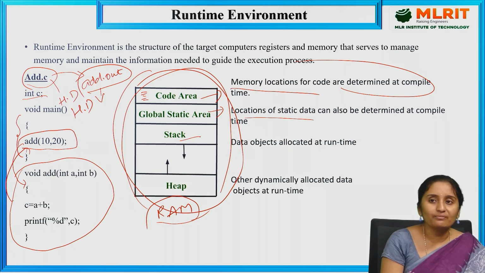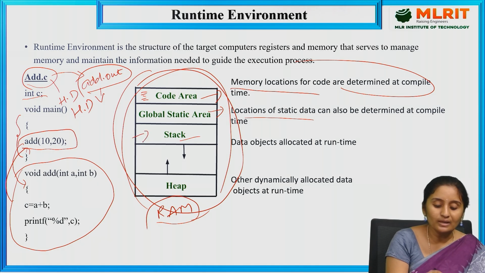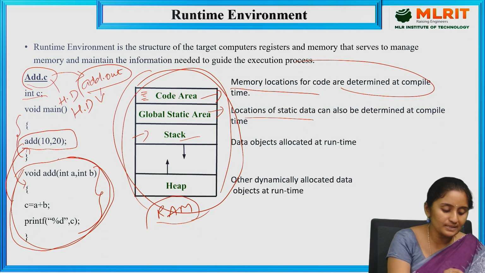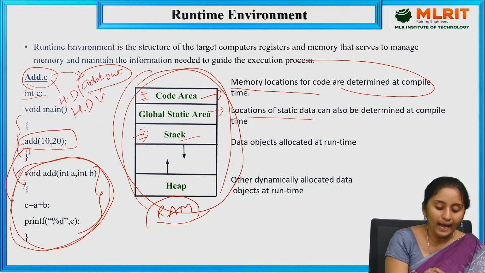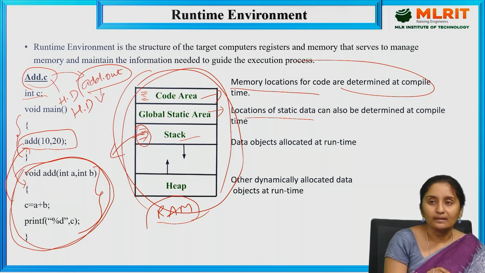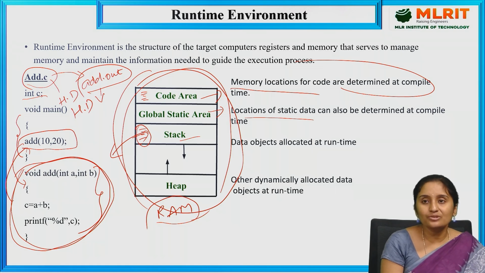Coming to the stack. Whenever a function is called, it generates an activation record, or a procedure is created, and that is moved onto the stack. The definition of these activation records will be placed in this stack, and it executes all the statements. Once the execution of the activation record or procedure is completed, it is popped out from the stack. So the stack is used to store the procedures, the activation records.